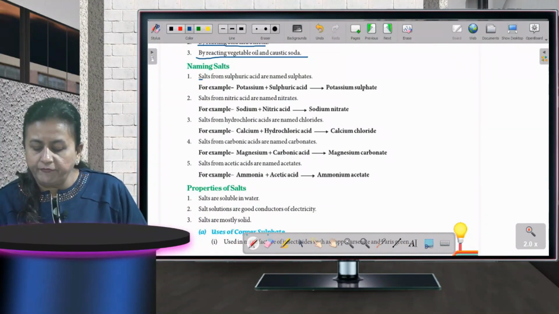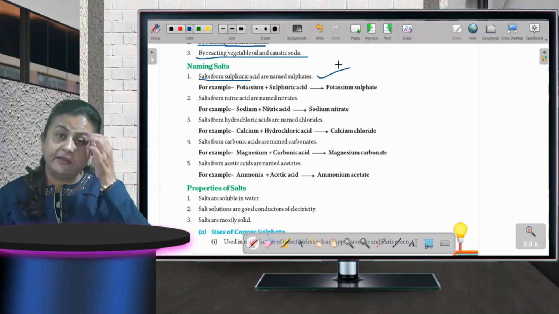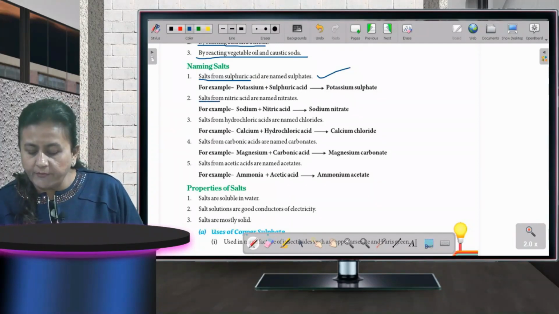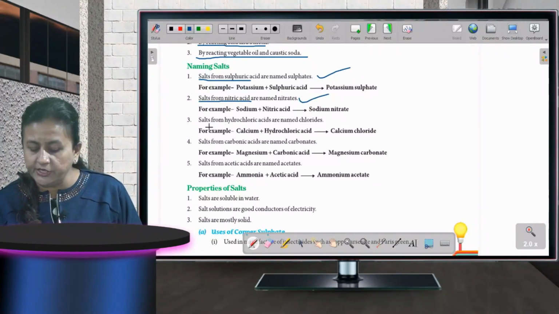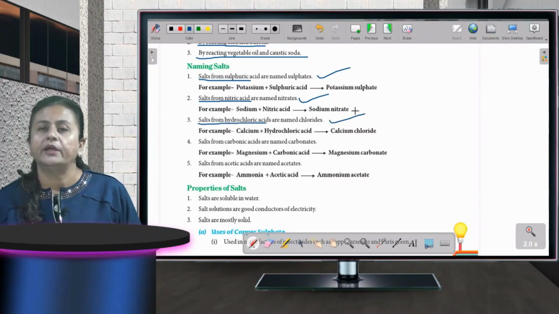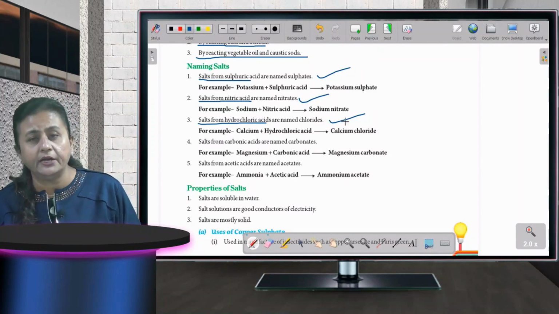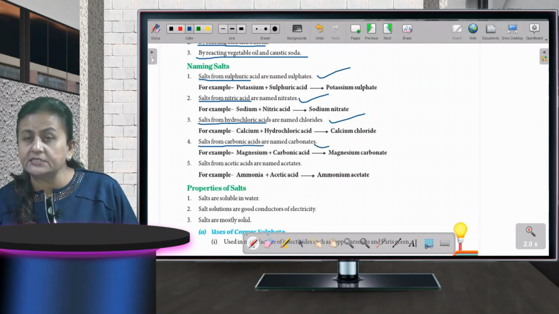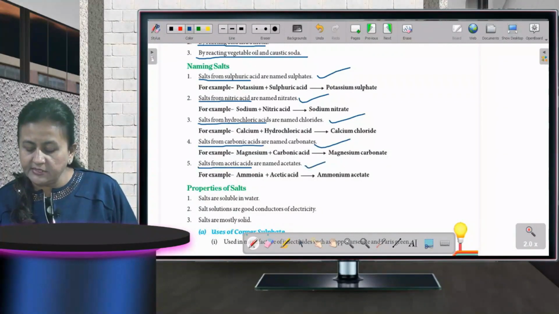Salts from sulfuric acid, ko hum kya bolte hai? Sulfates. Sulfuric acid se humne koi salt banaya to we will name it sulfates. Salts from nitric acids are named as nitrates. Okay, you can see on your screen also. Salts from hydrochloric acids are named as chlorides. Okay, hydrochloric acid se ab kya ban raha hai? Chlorides. Then salts from carbonic acids are named as carbonates. Then salts from acetic acids are named as acetates.